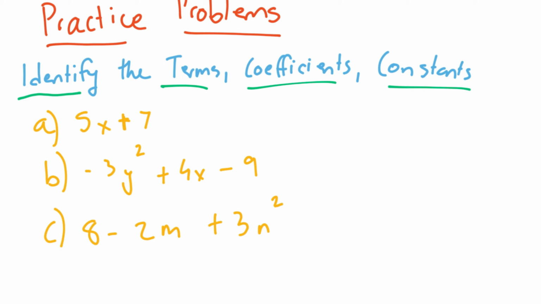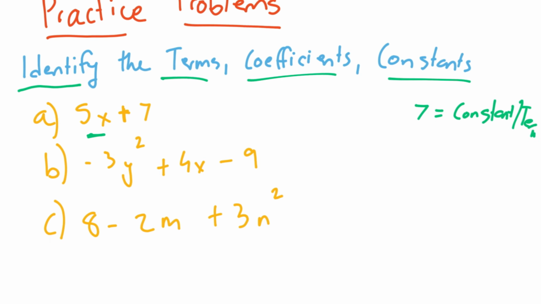So constant, we know it's just on its own, just a number by itself. So that is 7. 7 is the constant. 5x, that is a term. So 7 is also a term. And then 5x is a term. Coefficients, make sure it's not just 5x, there's an x. A coefficient is a number in front, so 5 is the coefficient.